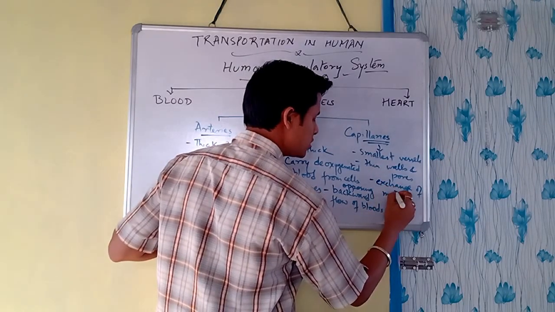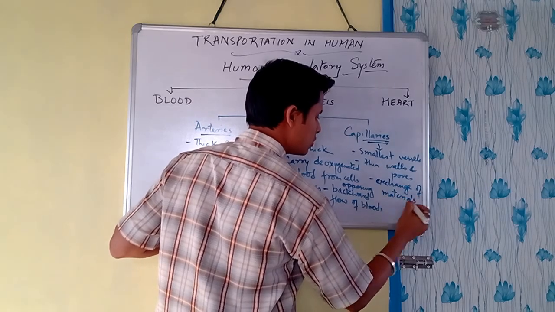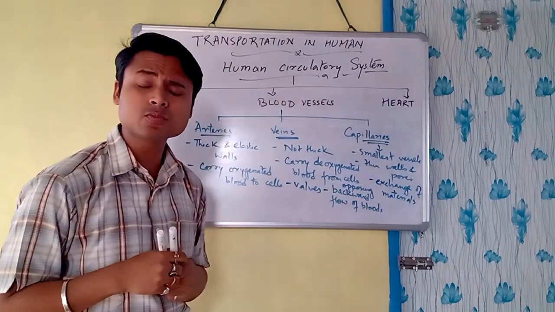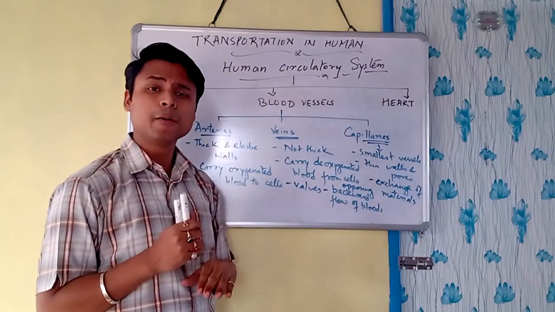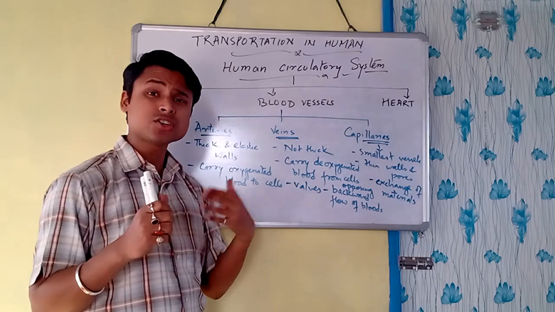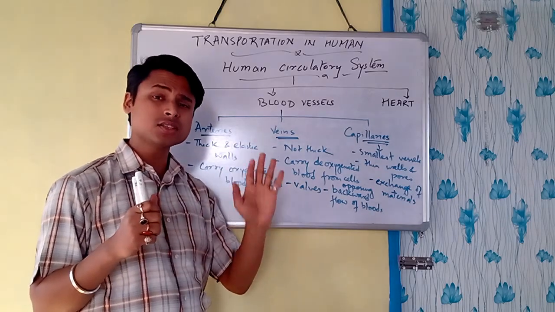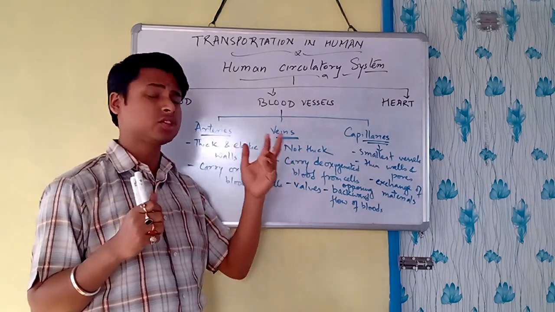Exchange of materials takes place. Exchange of materials between what? From blood to the cells, or cells to the blood, because blood helps in transportation. Whatever materials are required for the cells, it transports that: food, oxygen, whatever it is.